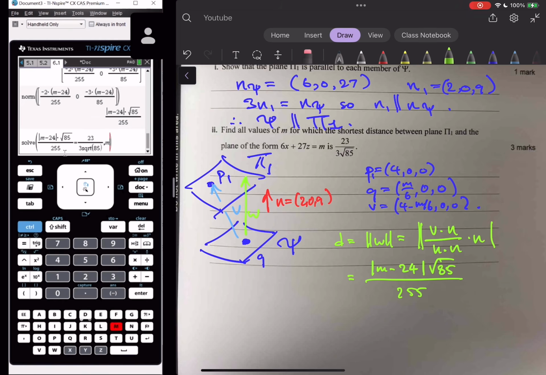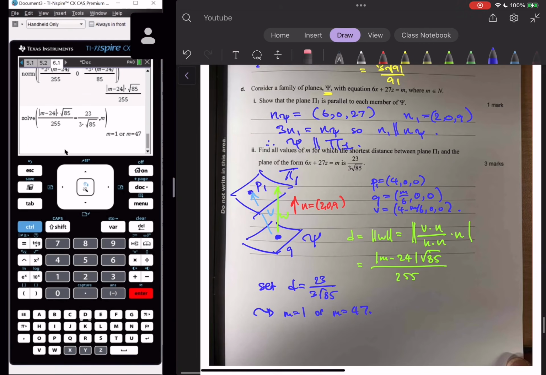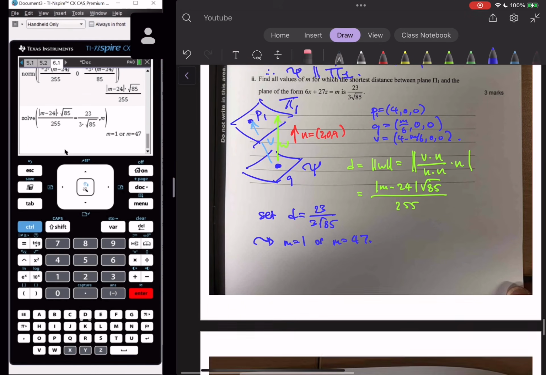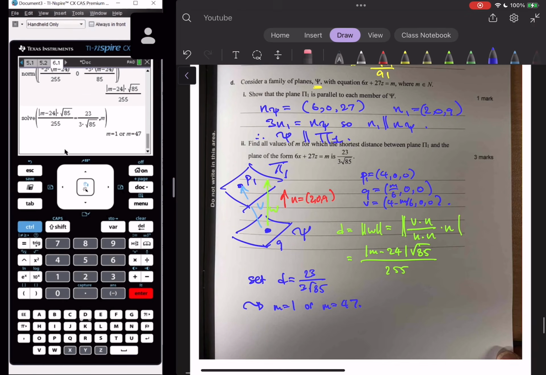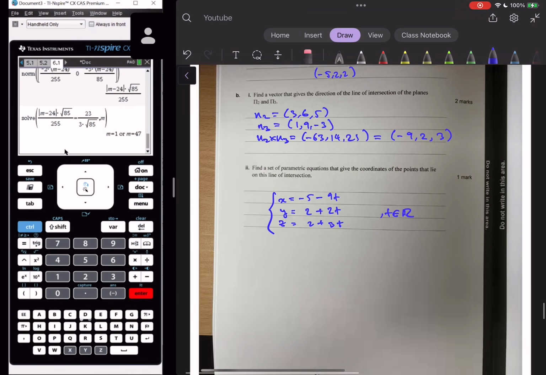And we've got m equals 1 or 47. So set d equals 23 over 3 root 85. And this gives us m equals 1 or m equals 47. Again, there was probably a much simpler way to do this just by using a formula, but I don't have the formula and I can't be stuffed searching it up. All right, hopefully I did everything right there.